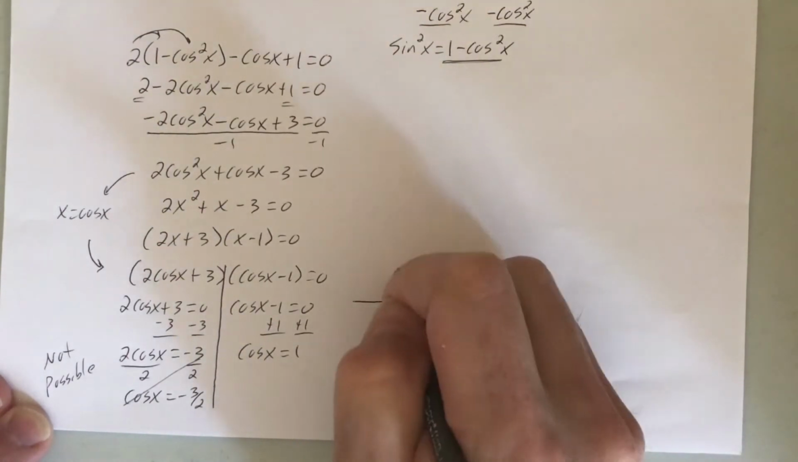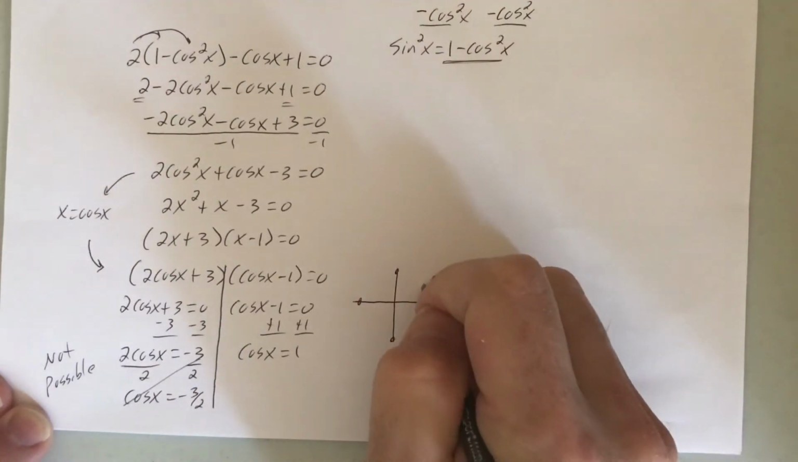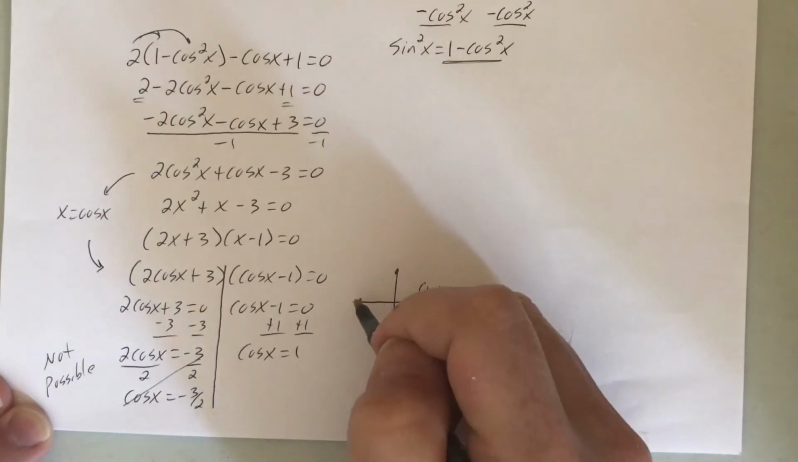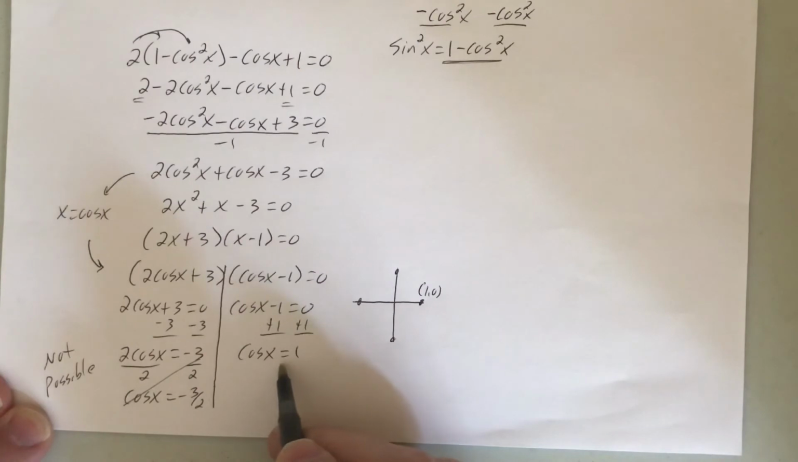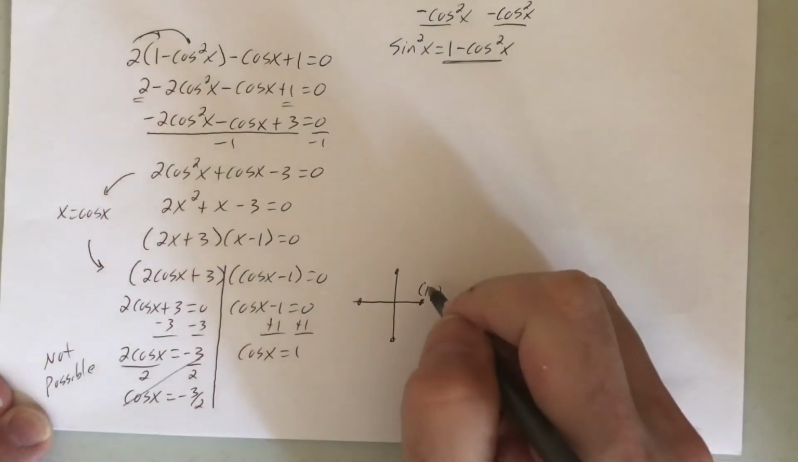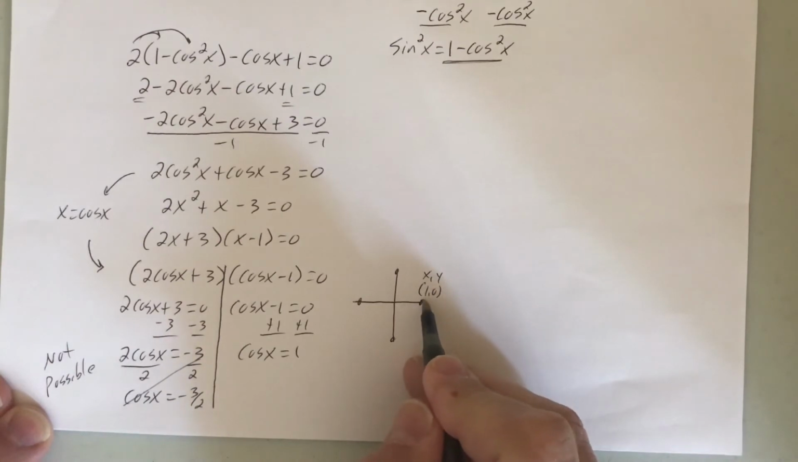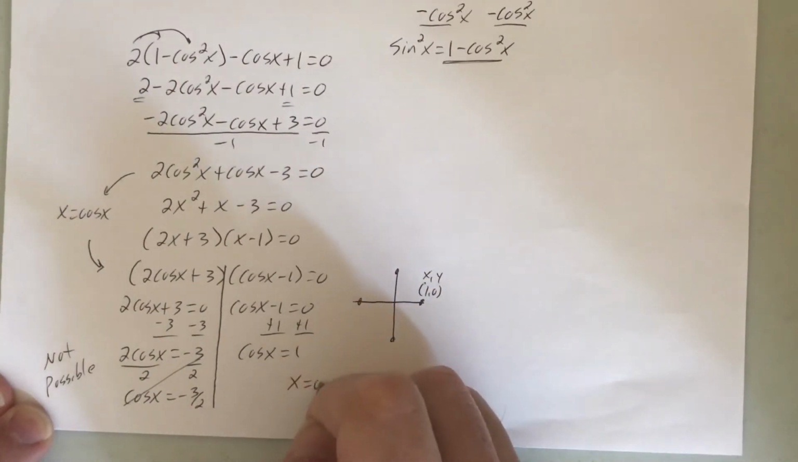Well, either 1 or 0 is going to happen on the axes. So this is (1, 0), this is (0, 1), this is (-1, 0), and this is (0, -1). Well, the cosine value, cosine is x. This is your x and your y. So at 0, you have cosine equal to 1. So that happens at x equal to 0.